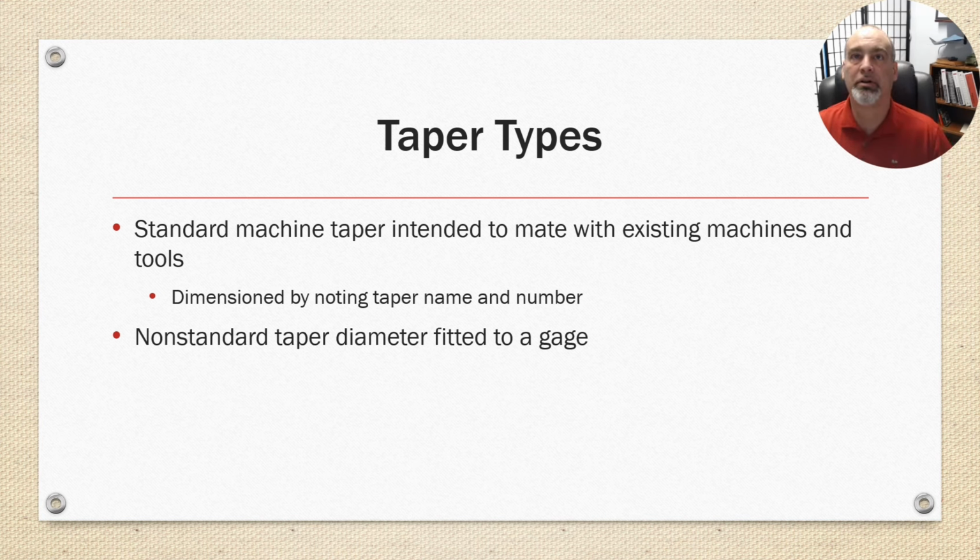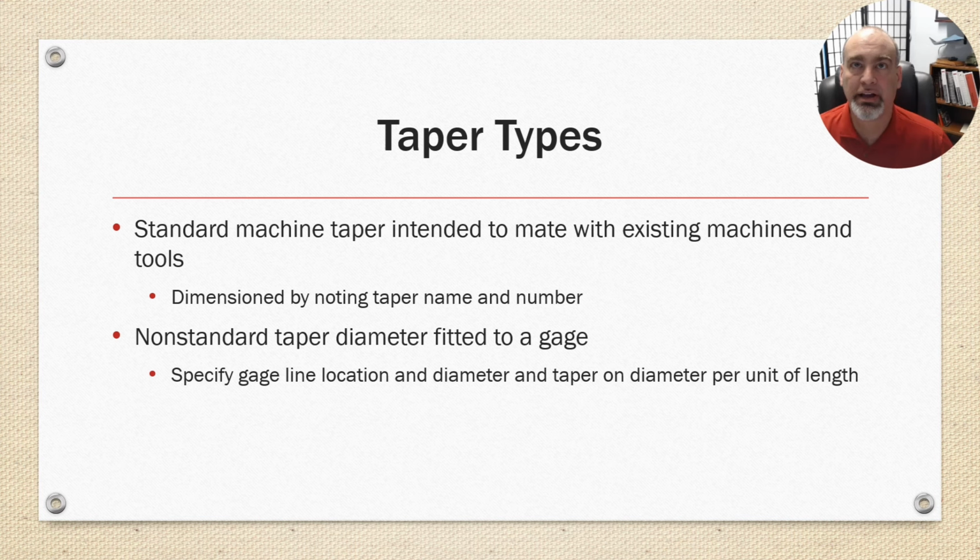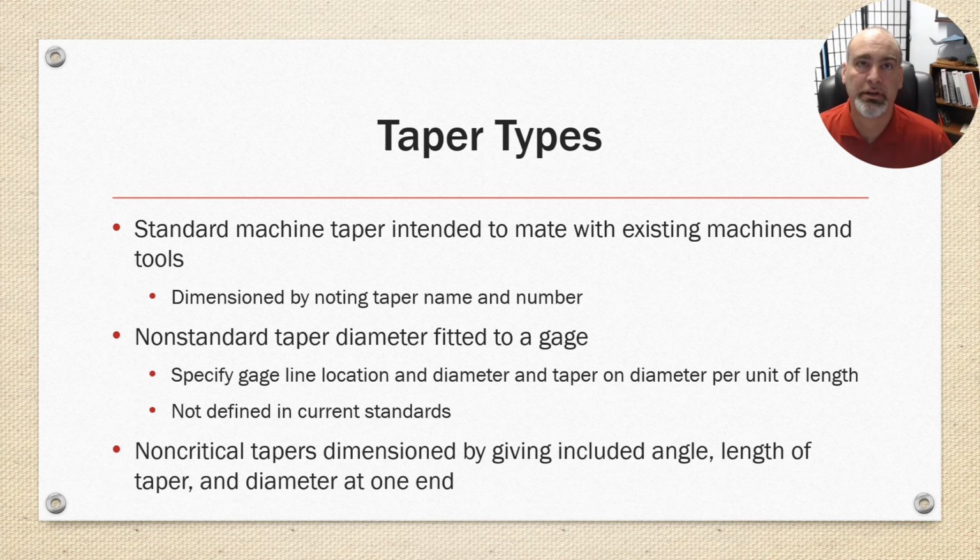Non-standard taper diameter is fitted to a gauge. Specify gauge line location and diameter, and taper on the diameter per unit of length, not defined in the current standard of ASME Y14.5. Non-critical tapers are dimensioned by giving an included angle, length of taper, and a diameter at one end.